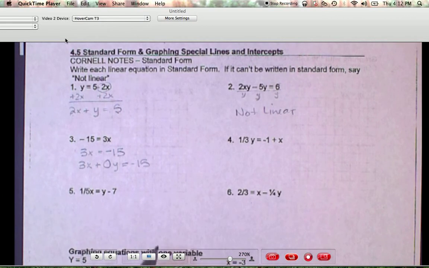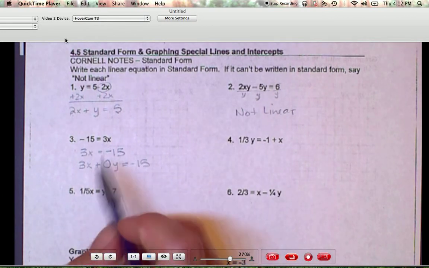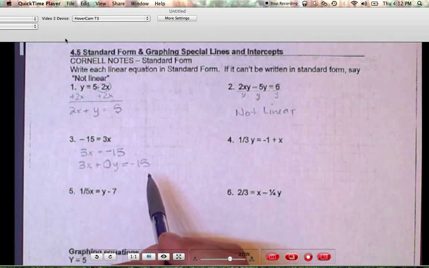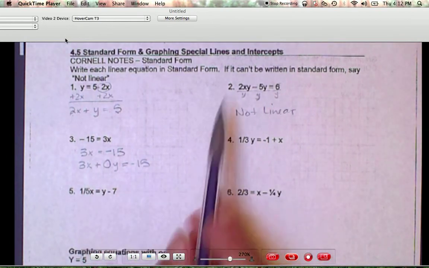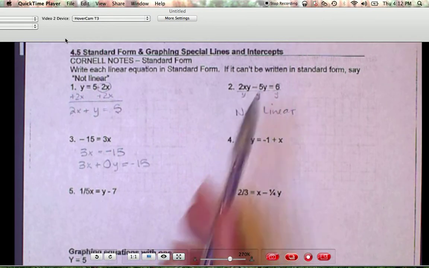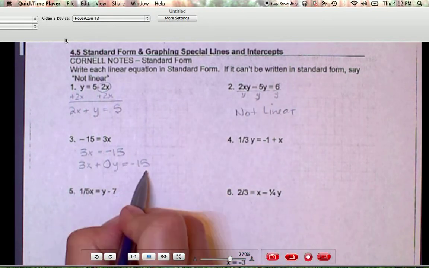3x plus 0y equals negative 15. So you can see why it's okay to be missing a piece. It just can't have an extra piece. Now there's one final thing we need to do here.